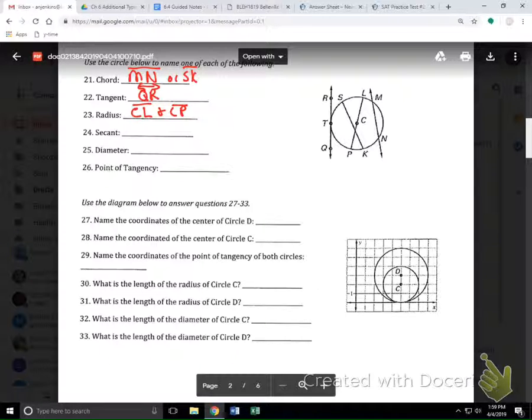And then we have a secant line. What's our secant line? MN. Line, arrows on the outside tell you it's a line. Goes straight through, intersects 2 times. And then we have the diameter, which is LCP, but we only named it with 2 points. So it's going to have to be LP. So it's the endpoints, L and P, that we use. And then we have a point of tangency, which is T.